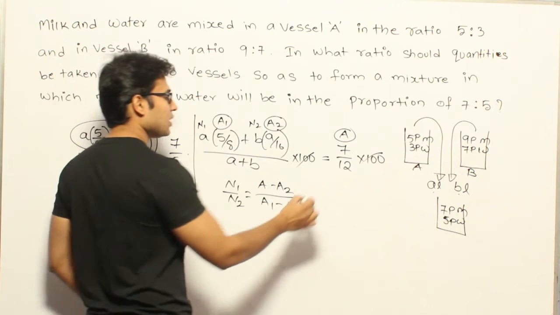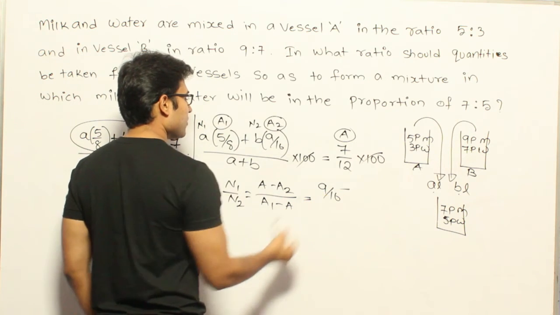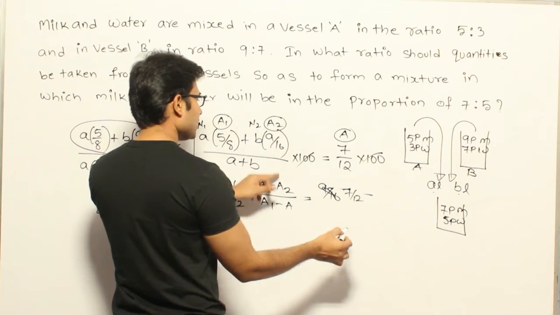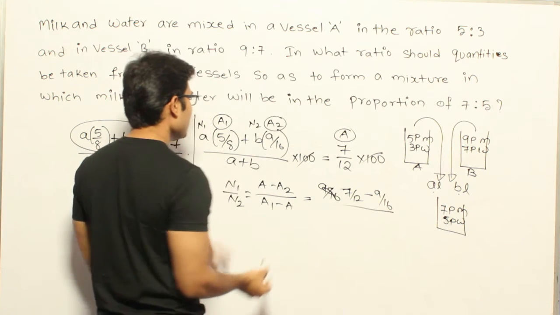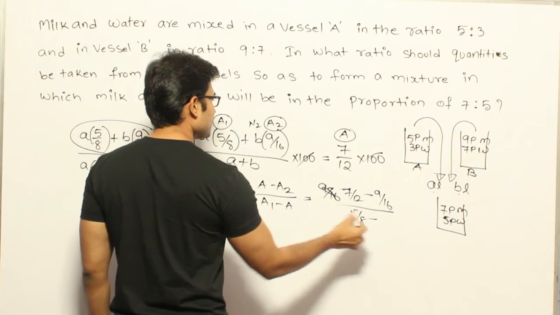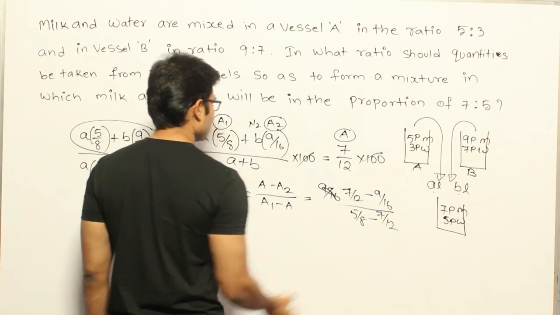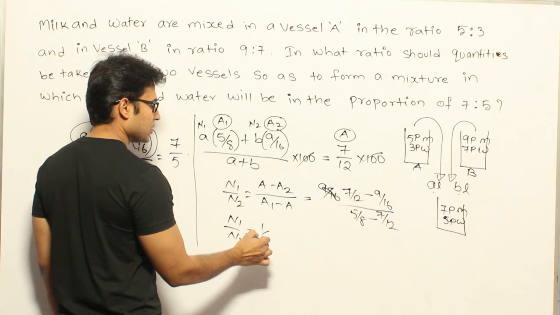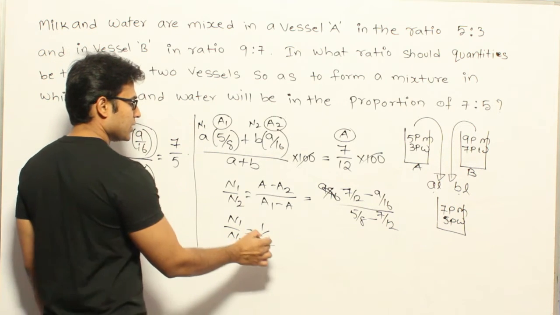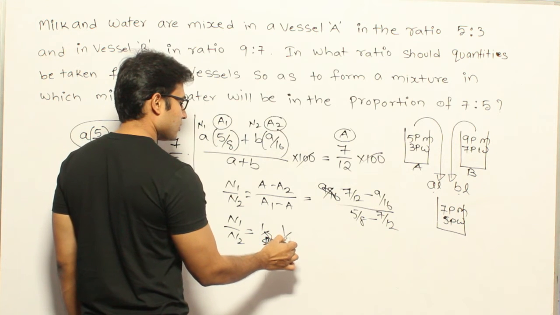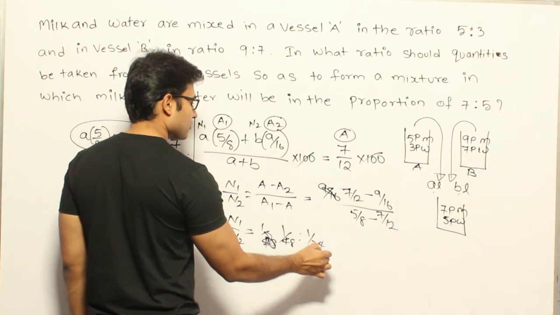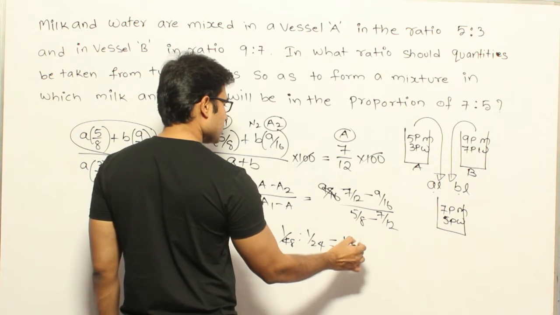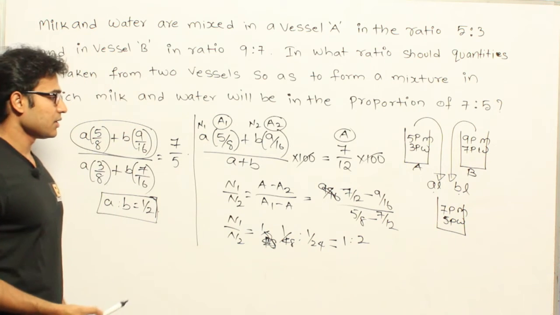Now what is A2? A2 is 9 by 16, and A is 7 by 12. So (7 by 12 minus 9 by 16) divided by (A1, which is 5 by 8, minus 7 by 12). If you compute it, you are going to get N1 by N2 equal to 1:2. You get 1 by 48 is to 1 by 24, which gives 1:2. Okay, that is one way of solving it.